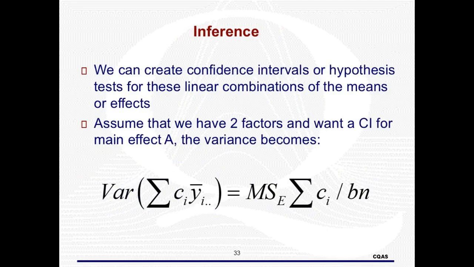Now that we know what contrast coefficient to use, we can create CIs or hypothesis tests for the contrasts. The only difference between this situation and the one we saw previously is that we need to adjust the variance for the presence of the other factor. We do this by including the number of the levels of the other factors in the denominator of the variance calculation as seen above for the 2-factor case.